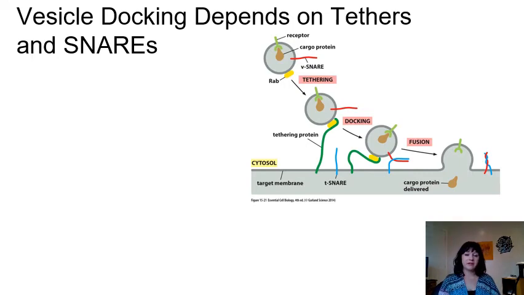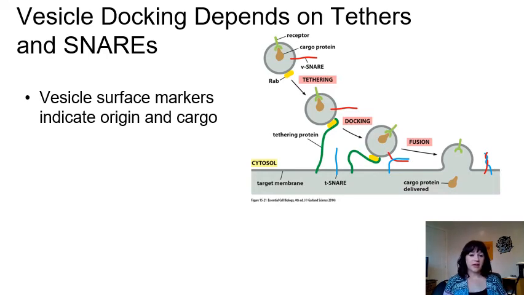Now we have a vesicle that's been released, and it's traveling around, and it needs to get to its target destination, right? So vesicle docking, or kind of approaching its target and staying there, requires two things: tethers and snares, right? So you should know first, how do vesicles form? Next, how do vesicles identify their target location?